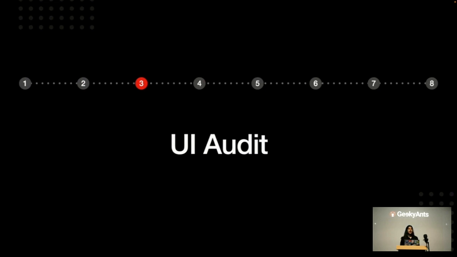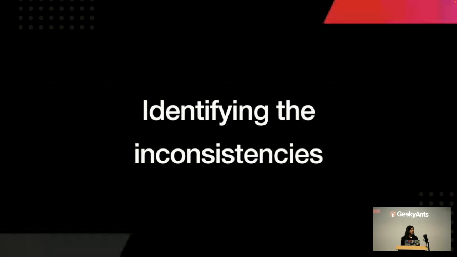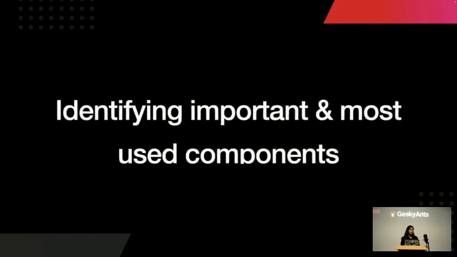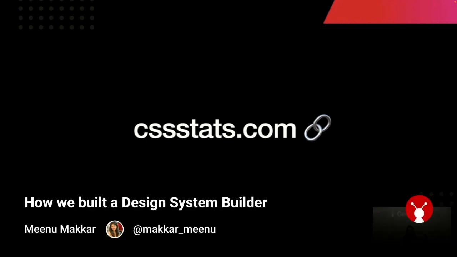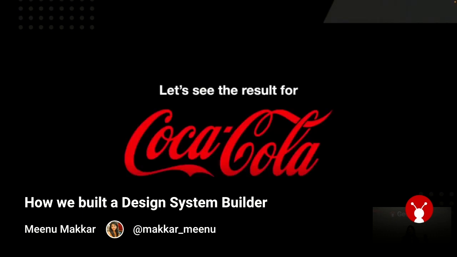We have to identify all the statistics around the product pages and the terms of design. Identifying all the inconsistencies that the brand already has before moving on to creating a design system, and identifying the most important and most used components. I found a cool tool around it, cssstats.com, which does exactly the same. So let's see the result of Coca-Cola from that tool.